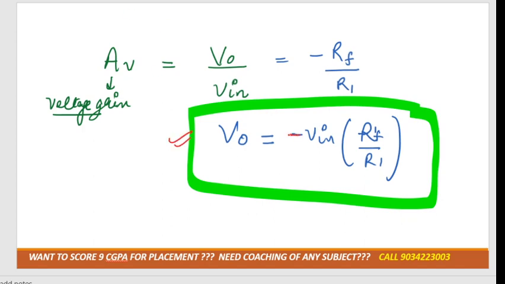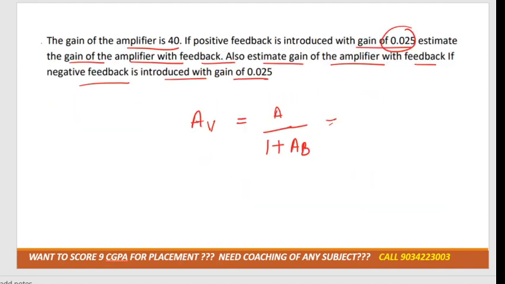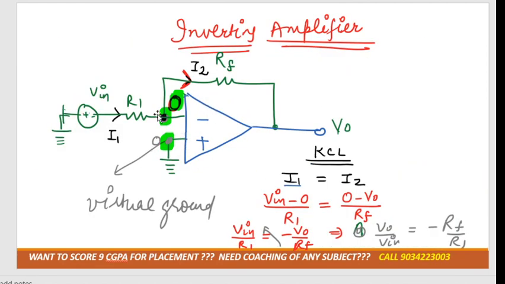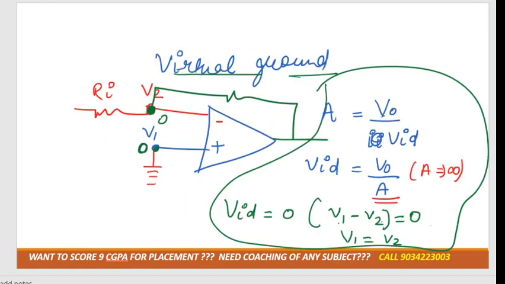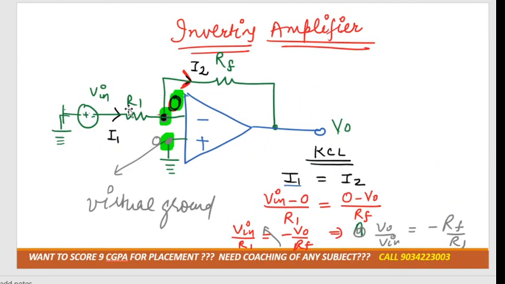As you can see, I have connected to the negative terminal, so that's why the output is negative. If I give the input in this phase, the output will be in the opposite phase. And how much it is amplified depends on the values of RF and R1. Got it?